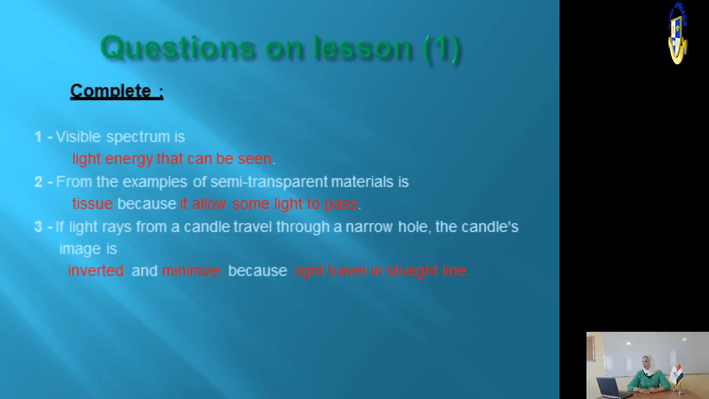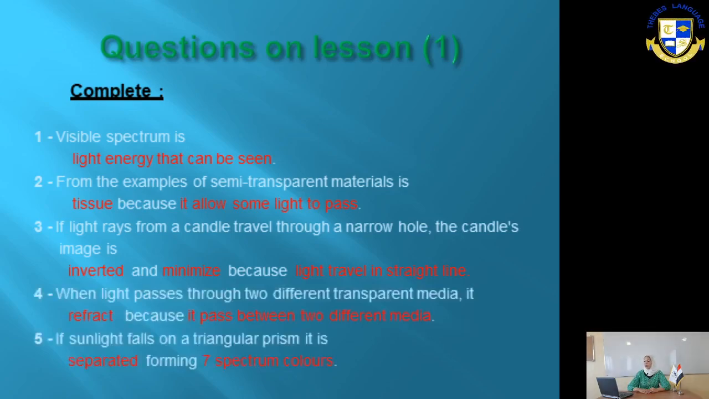Number 4, when light passes through two different transparent media, it refracts because it passes between two different media. Number 5, if sunlight falls on a triangular prism, it is separated, forming 7 spectrum colors.